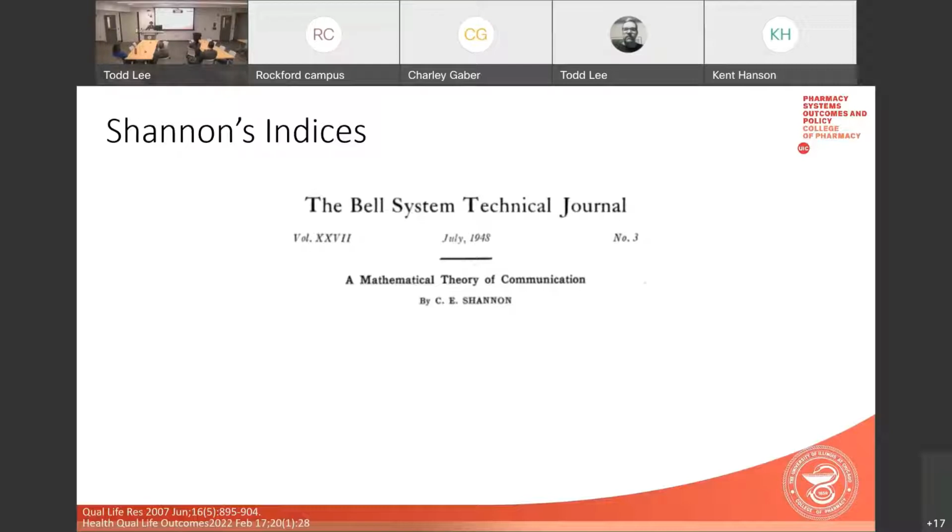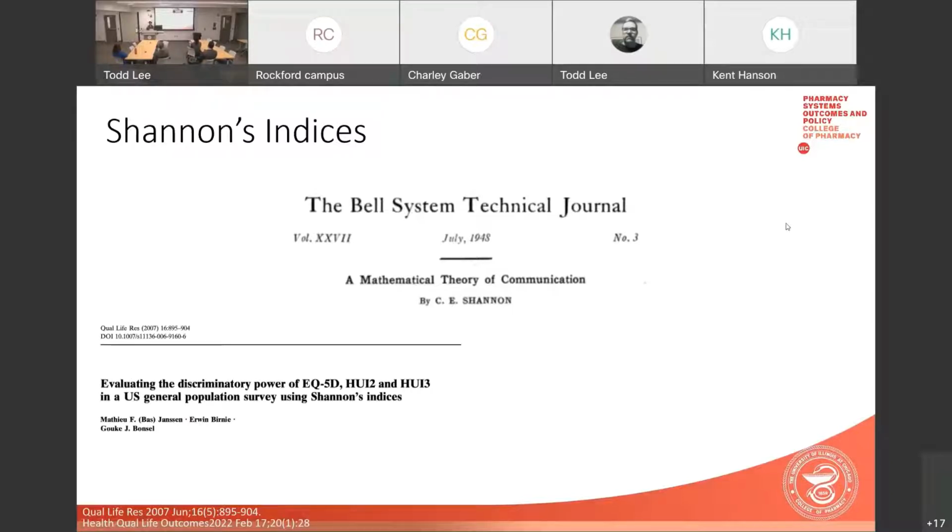So this has been adapted into a number of different fields. Most notably, you may see ecology experiments using this as a measure of biodiversity. But they've also become more widely adopted and utilized when talking about health measures. So, for example, Janssen and colleagues here said that Shannon indices are well suited to assess discriminatory power of multi-attribute utility instruments like the EQ5D because they consider not just the floor or ceiling effects, the extreme response categories, but also any response category in between. It's really considering the whole system, the number of response options, and how respondents are distributing themselves within those response options.